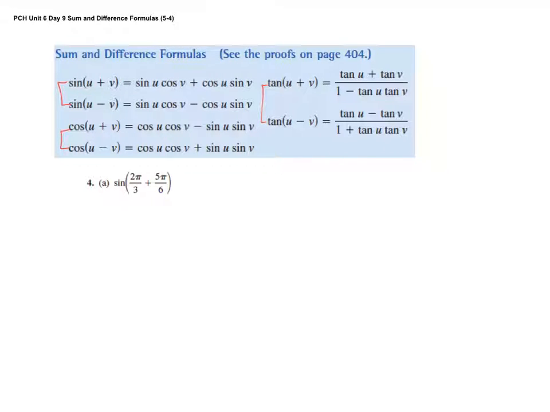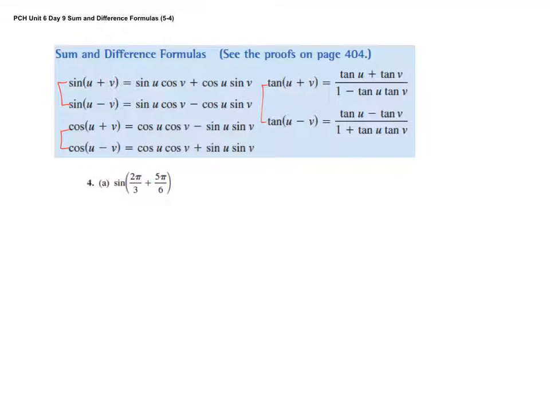You should know these formulas here, and we're going to use them a lot over the next couple days, so you'll get the hang of using them and know them better. Sine of u minus v, notice the formula is identical except for the subtraction in the middle. So really, if you just remember the one structure, when you're adding the angles, it's addition. When you're subtracting the angles, it's subtraction.